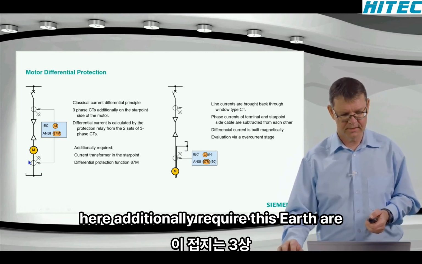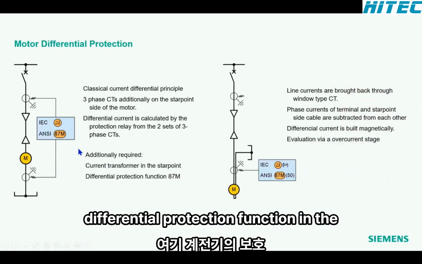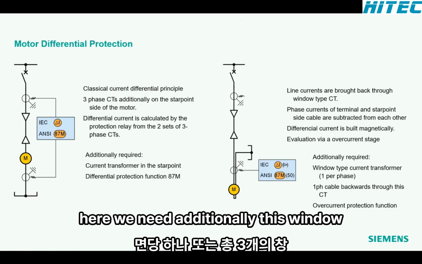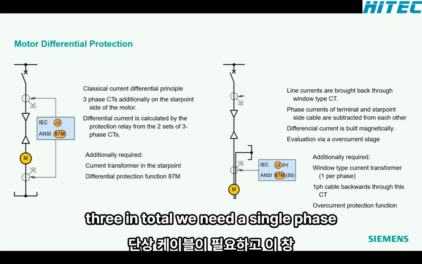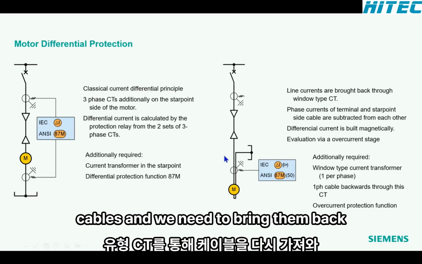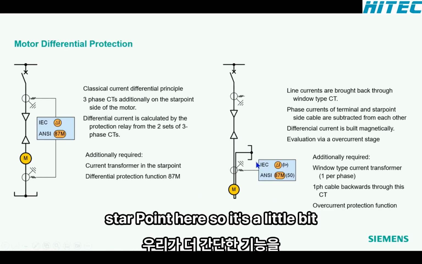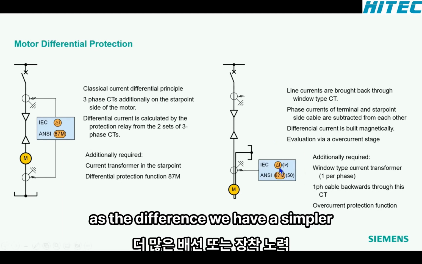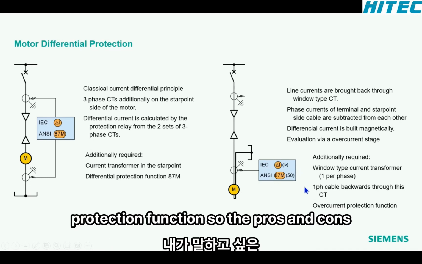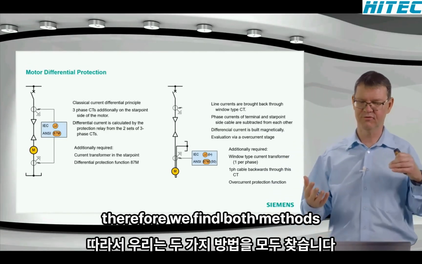Here additionally required are three-phase current transformers and the differential protection function in the relay. Here we need additionally this window type current transformer, one per phase, so three in total. We need single phase cables, and we need to bring them back through this window type CT and make the start point here. So it's a little bit more wiring or mounting effort. As a difference, we have a simpler function. It's just an overcurrent protection function. So the pros and cons, I would say, are balanced out quite well. Therefore, we find both methods.